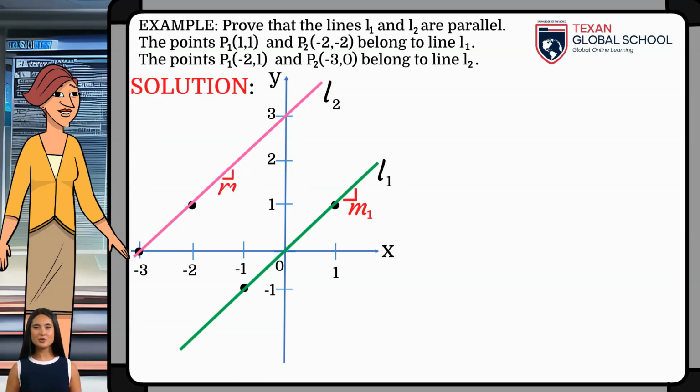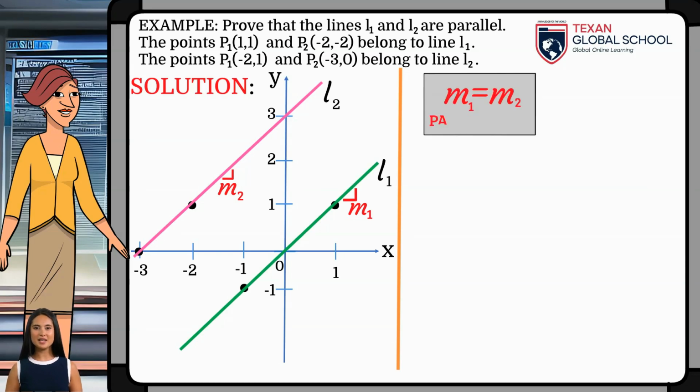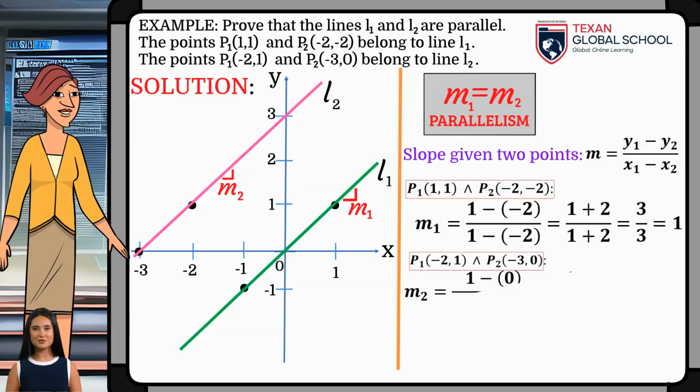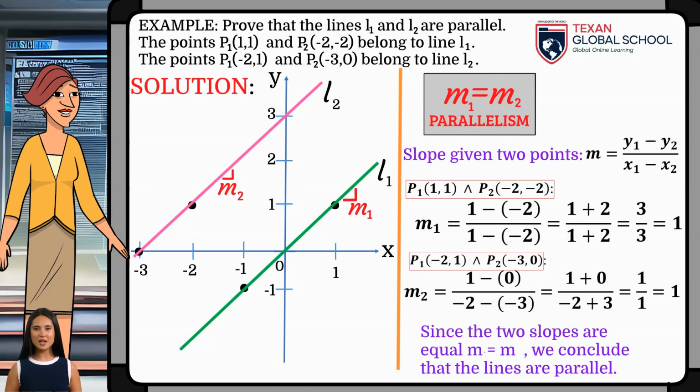As seen, two lines are parallel to each other if their slopes are equal. So, calculate the slopes of both lines given 2 points using the formula analyzed in previous classes. For L1, its slope is equal to 1. For line L2, its slope is also equal to 1. Graphically, we can see that the lines are parallel, and analytically, it is also demonstrated since the slopes are the same.